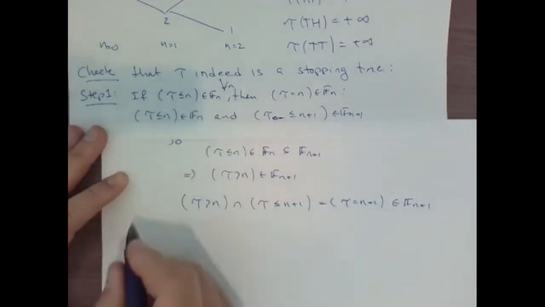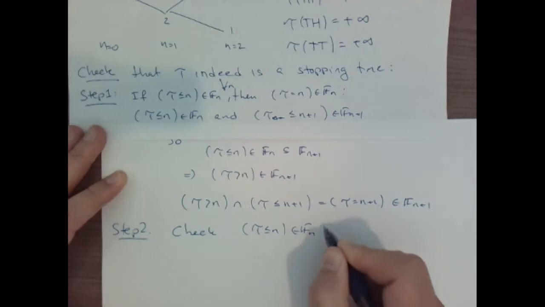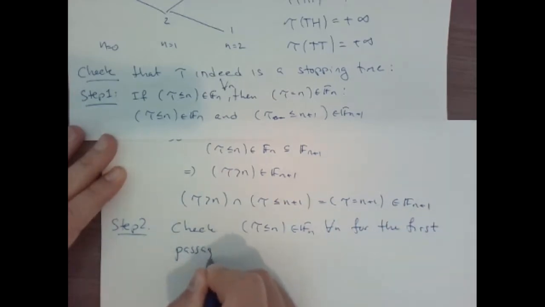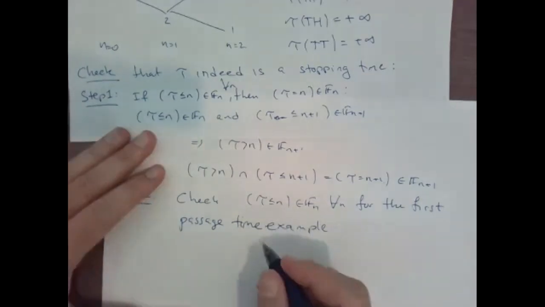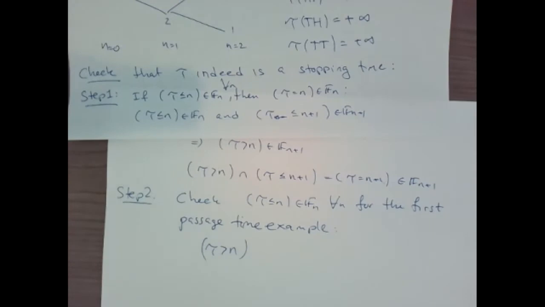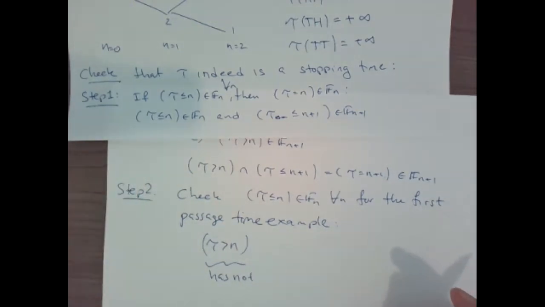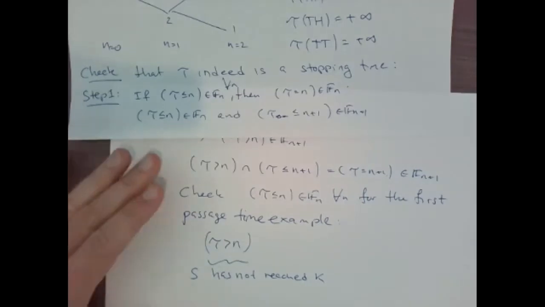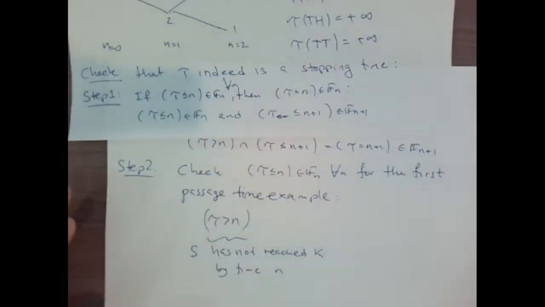So I'm going to test out this property here. Step 2: let's check that tau less than or equal to n does indeed belong to Fn for any n, for the first passage time. Again, I can look at the complement. If I look at when tau is bigger than n, this means S has not reached K by time n. Tau is the first time S reaches the level.